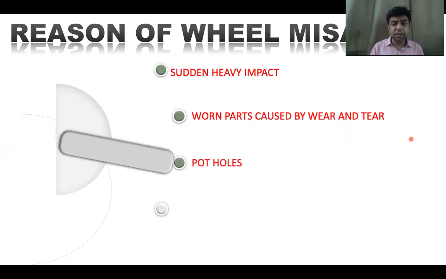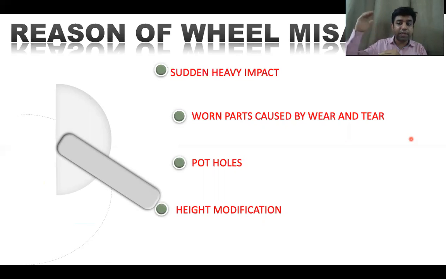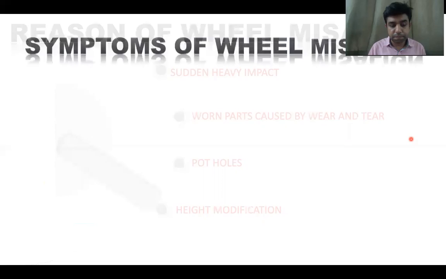Another reason is if the vehicle has traveled on pothole-type surfaces for a longer period of time, then it can also result in misalignment. Next is height modification. If you are modifying the vehicle height, then as per the height you need to make modifications in the suspension geometry as well. But if you are not doing that, then it can lead to misalignment in the wheel.